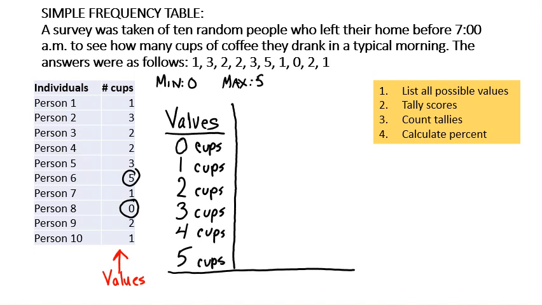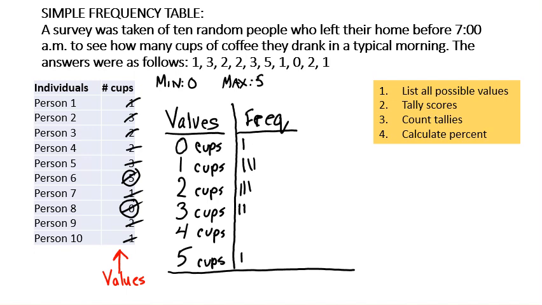Okay. Next, we go ahead and we tally up the frequencies. So I'm going to make a column here, frequency. How many people had each number of cups of coffee? And so let's just tally one at a time. We can tally a 1, a 3, a 2, a 2, a 3, a 5, a 1, a 0, a 2, and a 1.